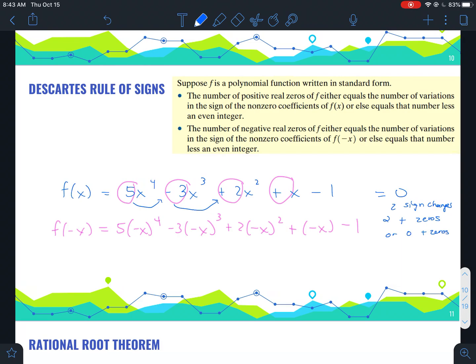And then on the next one, if I plug in negative x, I would still have 5x to the 4th, and then I would have positive 3x cubed, and then I would have positive 2x squared, and then I would have minus x and minus 1. So notice I have 1 sign change.